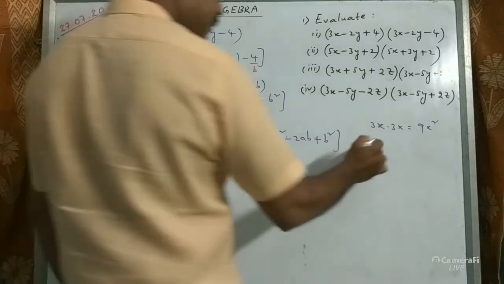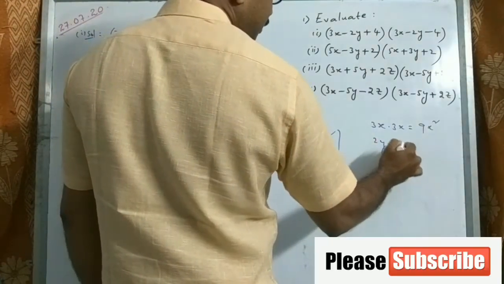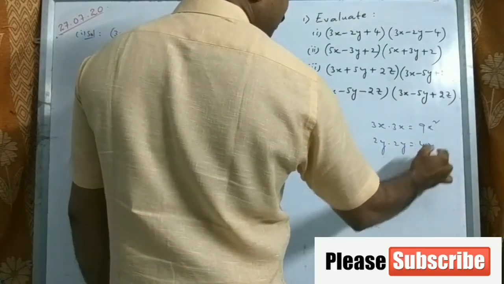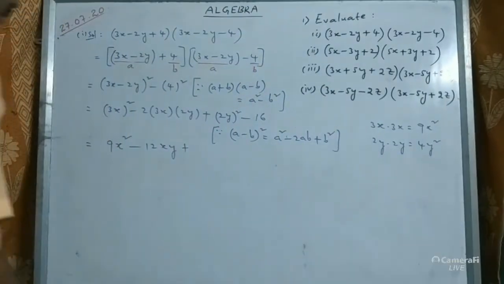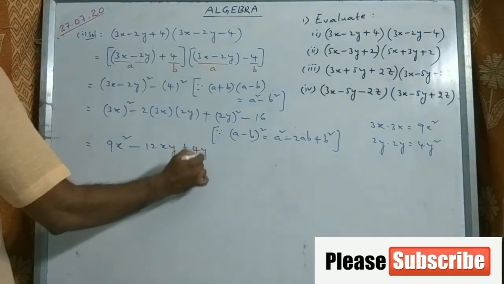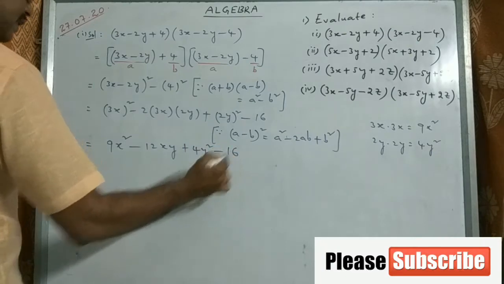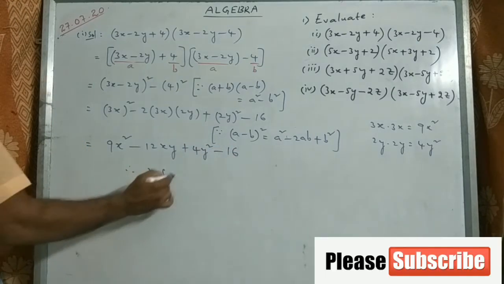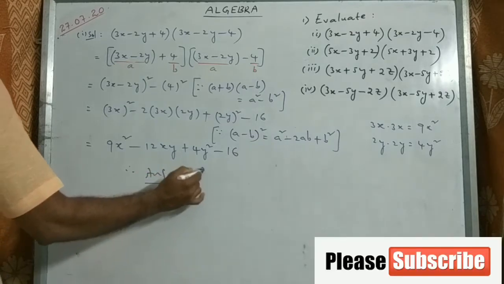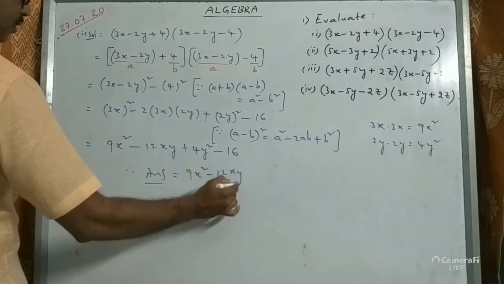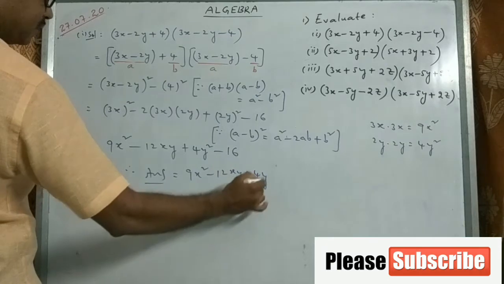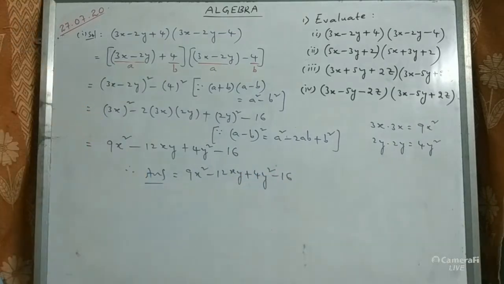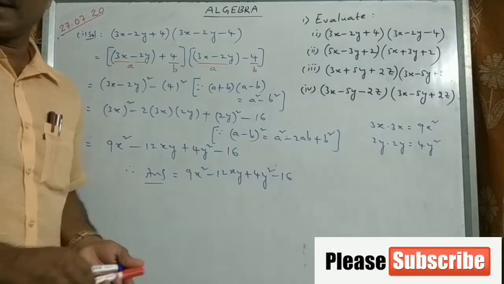2y whole squared means 2y into 2y. 2 2s are 4, y into y, y squared. So 4y squared minus 16. That is the final answer. We cannot simplify this further. So the final answer is 9x squared minus 12xy plus 4y squared minus 16. That is the simplified answer. Okay.